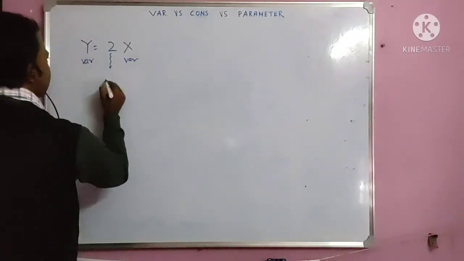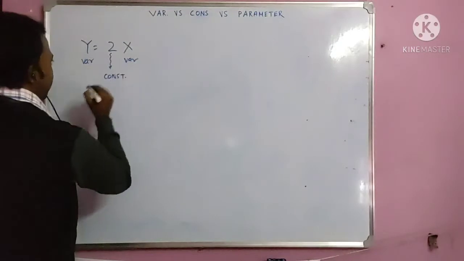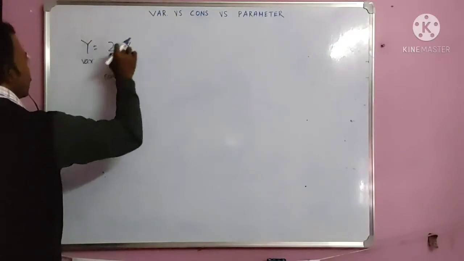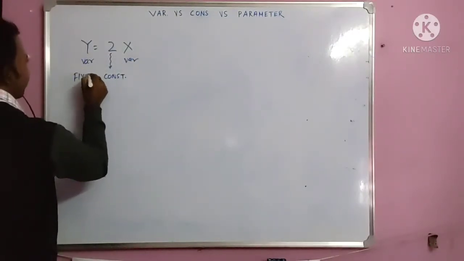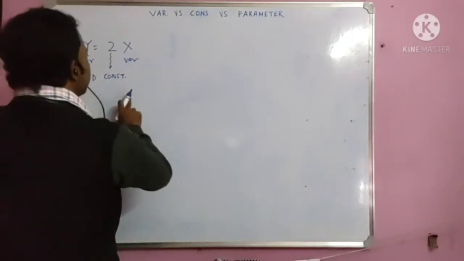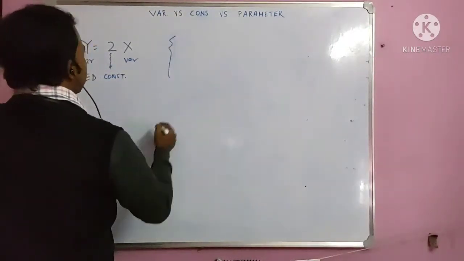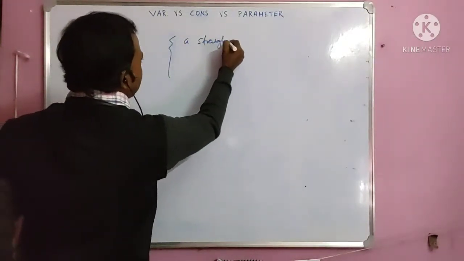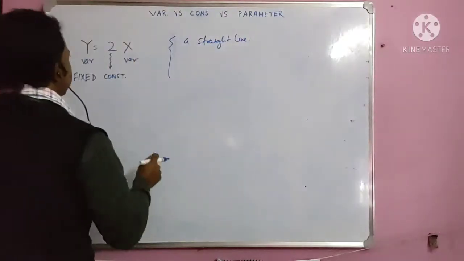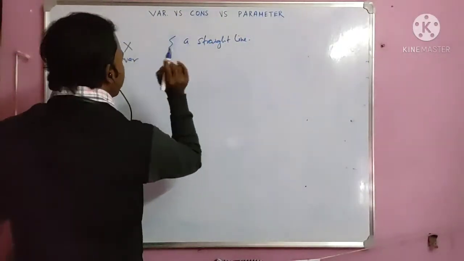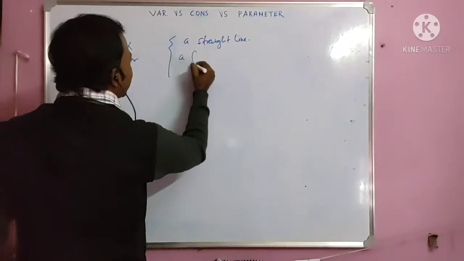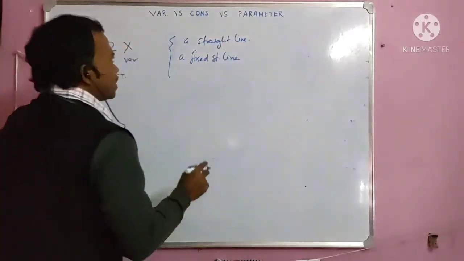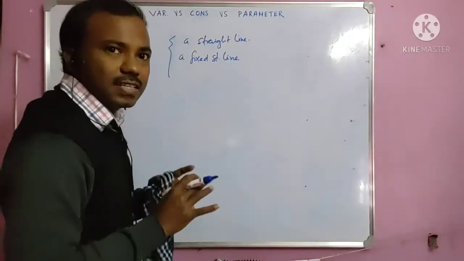And look, this is a constant. And this constant, we are fixing this. We rather say these things as a fixed constant. So now what do we get from this equation? It of course gives you a straight line. And next thing, since the constant is fixed, you will find a fixed straight line. Since the straight line is fixed, we can see that straight line.